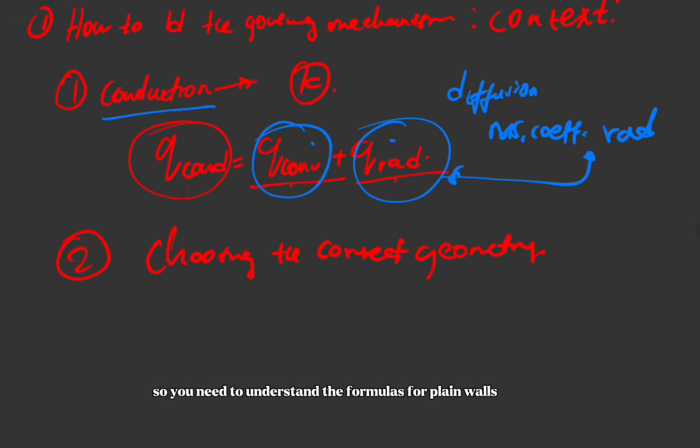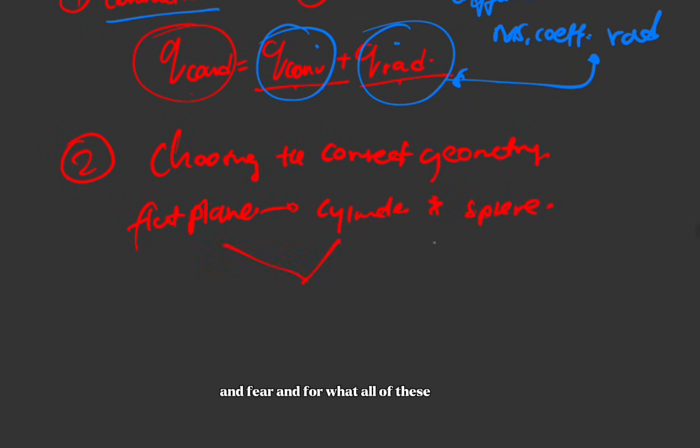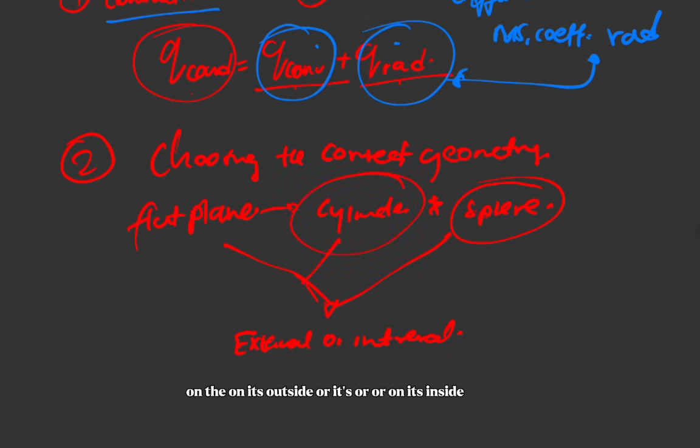All right. So you need to understand the formulas for plane walls, for cylinders, and for spheres. So a plane, or a flat plate, you need to look at the cylinder and sphere. And all of these can either be external or internal. So you need to find out when it's flowing in a cylinder or a sphere, on its outside or on its inside, what are the actual formulas that you're going to use? So you need to be well aligned with those.